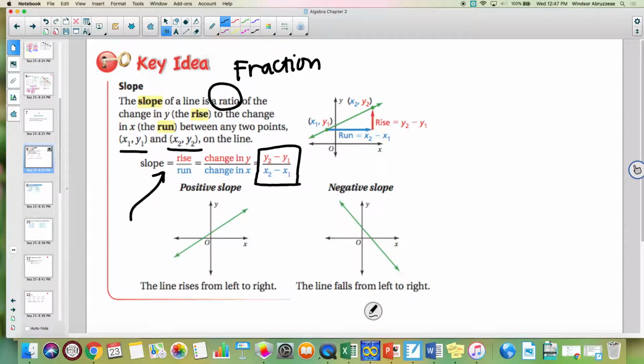A positive slope is a line that from left to right, it goes uphill. A negative line or negative slope, the line falls from left to right.